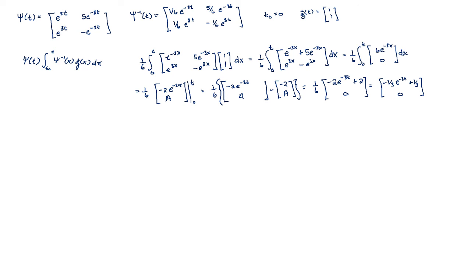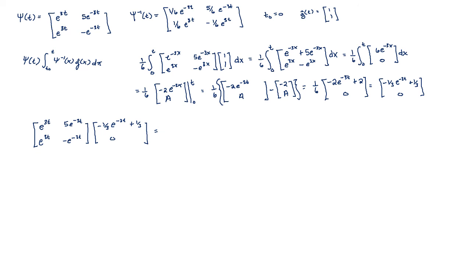Now we need to do some multiplication with psi of t. So psi of t, we have in the first column e to the 3t and e to the 3t, and in the second column we have 5e to the negative 3t and minus e to the negative 3t. And we're going to multiply this psi of t by the result of our integral, which we had in the top row minus 1/3 e to the minus 3t power plus 1/3, and in the bottom row 0.